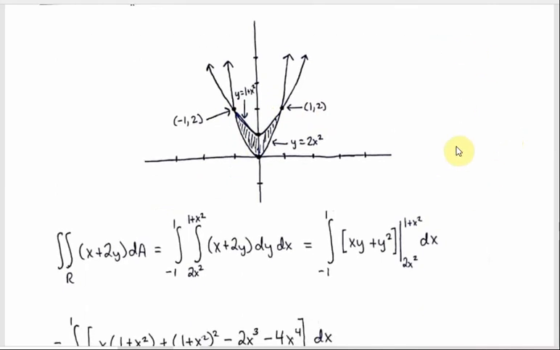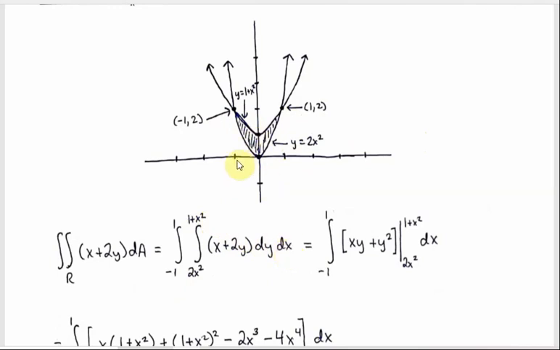So for this one, it looks like the simplest thing is to go dy dx because pretty clearly we can tell what's on top and what's on the bottom. So, right, 1 plus x squared's on top, 2x squared's on the bottom. So that's how I set this up. I said I'm going to go dy dx because I can see the top and bottom right away, where the bottom is 2x squared, the top is 1 plus x squared, and then the limits of integration for x.